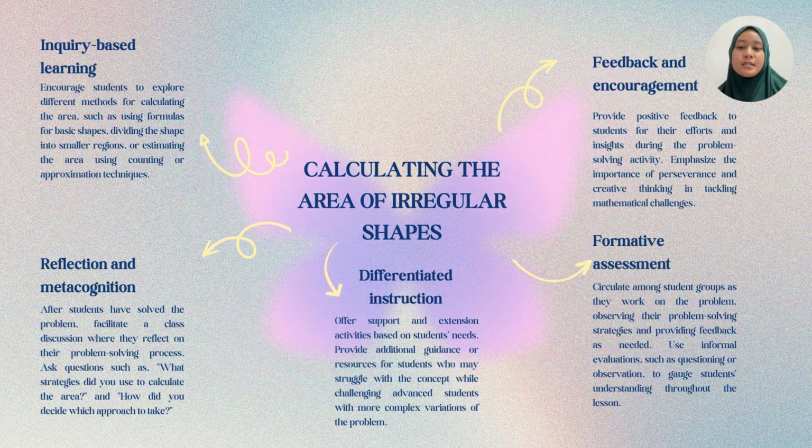For formative assessment, we can circulate among student groups as they work on the problem, observing their problem-solving strategies and providing feedback as needed. We can use informal evaluation such as questioning or observations to gauge student understanding throughout the lesson.